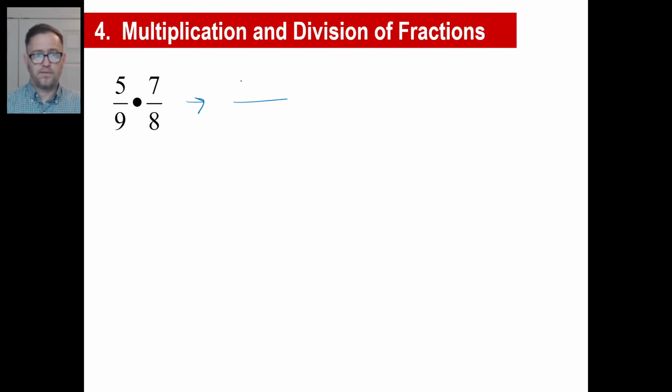Numerators first, right? 5 times 7, 35. Don't try to cross anything like that. You're just multiplying, going straight across there. Now, if you can cancel stuff first, so you have smaller fractions to multiply. If you don't, you can just multiply and get a bigger number and then reduce it at the end.